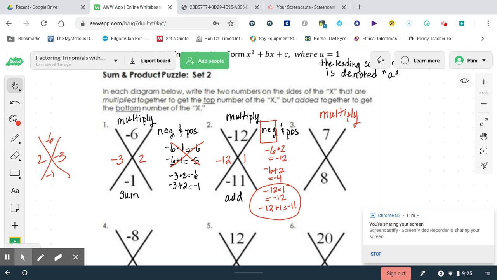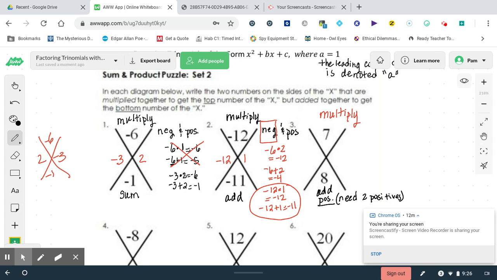Okay? I hope that makes sense. So because this is, when I add, because this is positive, I'm going to put two positives, okay? So I need two positives.